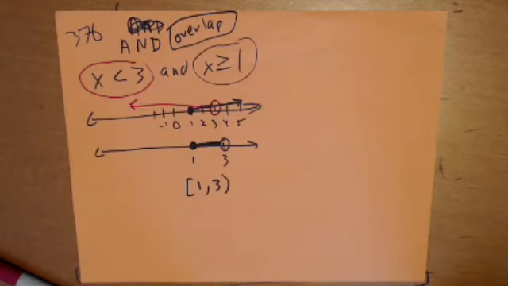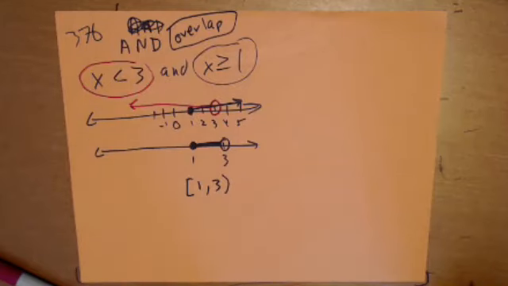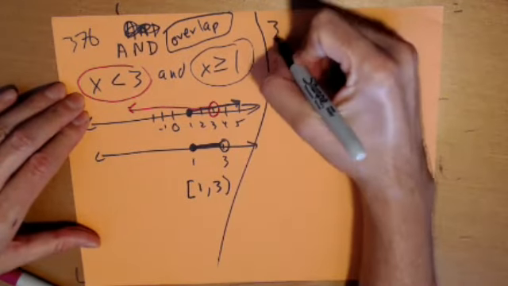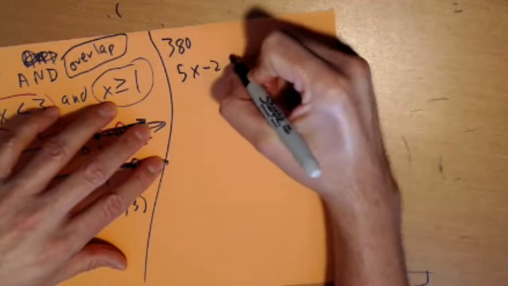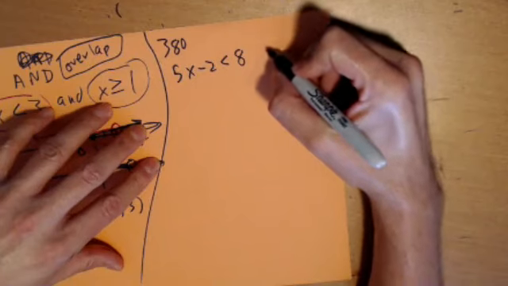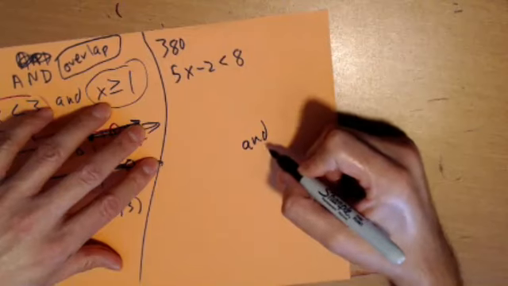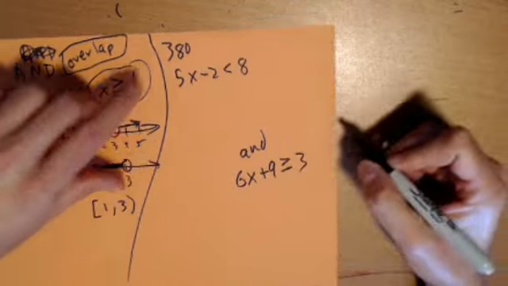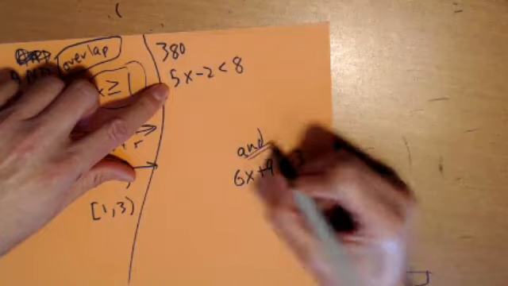Okay, that's the "and". Basically, they take that idea and they just try and make it difficult. Let's try 380. 5x minus 2 less than 8, and, let me put the word "and" down here, 6x plus 9 greater than or equal to 3. And they're going to "and" them.